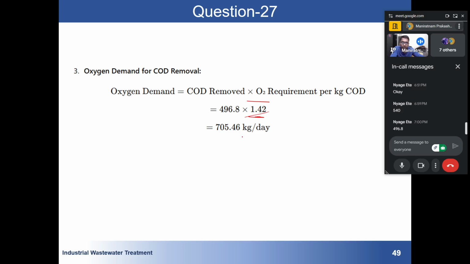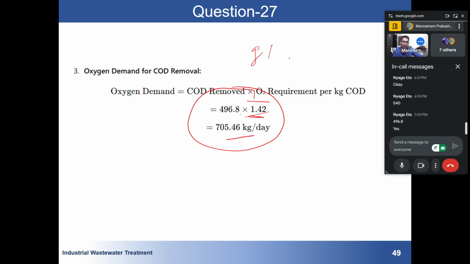O2 required. So this much kg of oxygen demand will be there. 496.8 into 1.42. So this much kg per day. Did you get it? Did everyone get this answer? Yes, good.